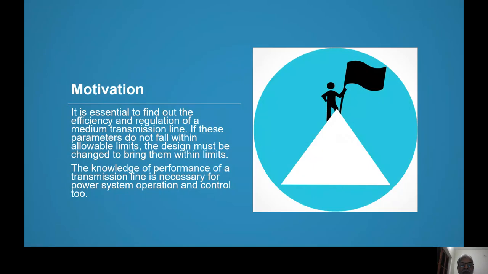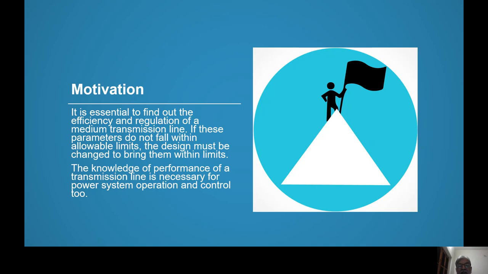So going further, friends, our motivation to do this experiment is that it is very essential to find out the efficiency and regulation, because if efficiency is poor and regulation is low, then the transmission line will not give good performance. You are giving a certain sending end voltage, and at the receiving end, you are receiving very low voltage. So there are heavy voltage drops, and if efficiency is low, that means I square R losses are high. So it's a loss to the system. It's a loss to the electricity company.